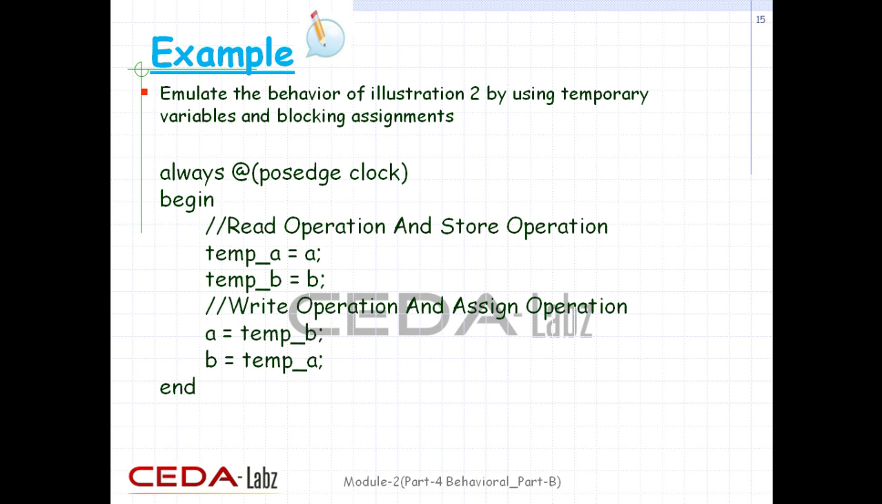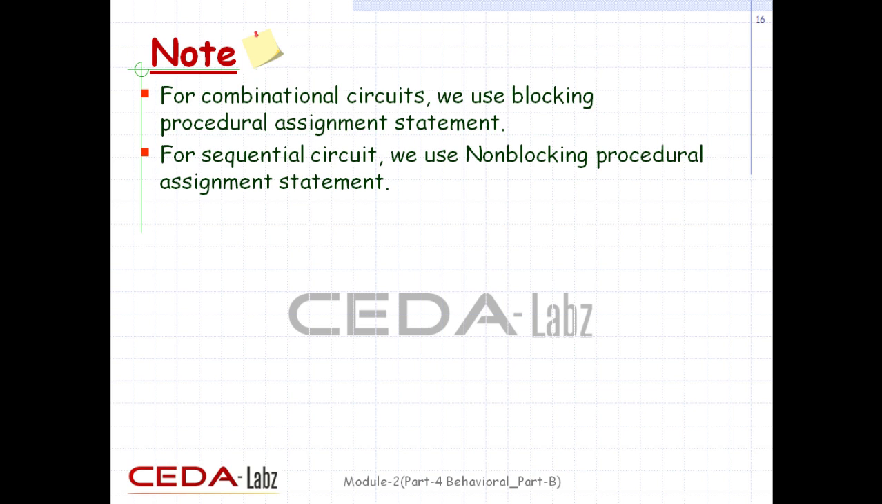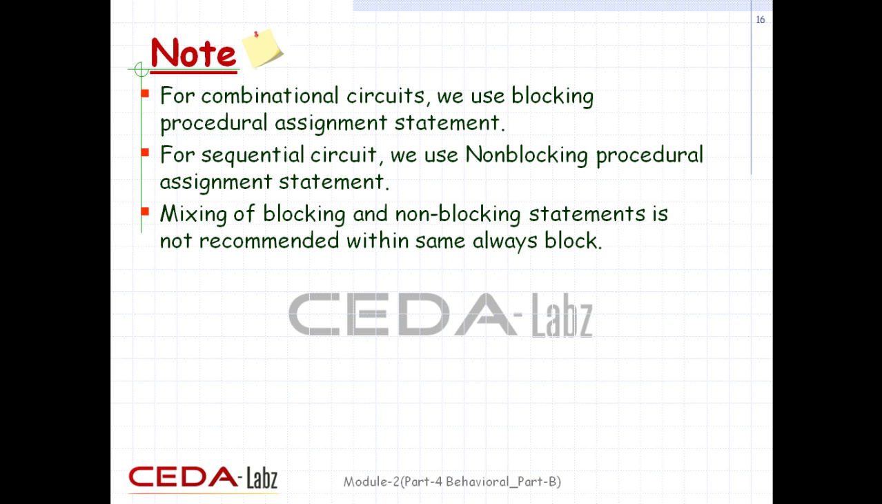This example shows how non-blocking assignments, shown in illustration 2, could be emulated using blocking assignments. Initially, values of variables A and B will be read and stored at temporary locations tempA and tempB, and then these stored values will be assigned to the LHS variables. It is important to note that for combinational circuits, we use blocking procedural assignment statements, and for sequential circuits, we use non-blocking procedural assignment statements. Mixing of blocking and non-blocking statements is not recommended within the same always block.